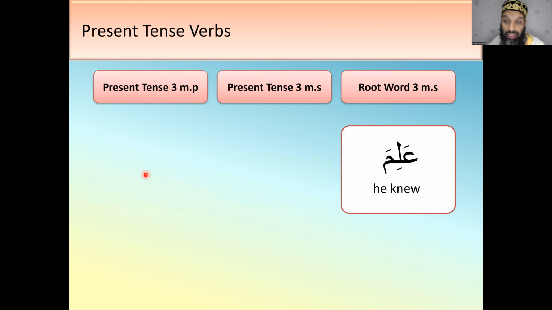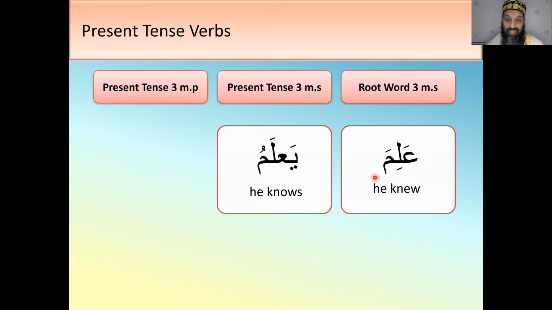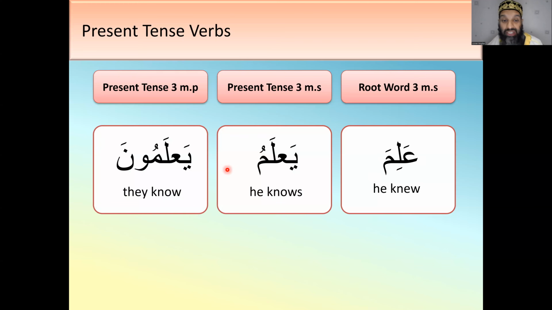Next one, let's look at the next one. Alima. Alima is a root word because it's 3 letters. It's the verb alima. We know ilm, ma'loom, ulama, alim. It all comes from here. So alima means to know. So in a sentence, it means he knew. So the present way of saying that is ya'lamu. Ya'lamu, he knows. And the vowels change like that. The second one gets a sukoon, the third one gets a fatha, the last one gets a dhamma. Right? And the plural is ya'lamuna.